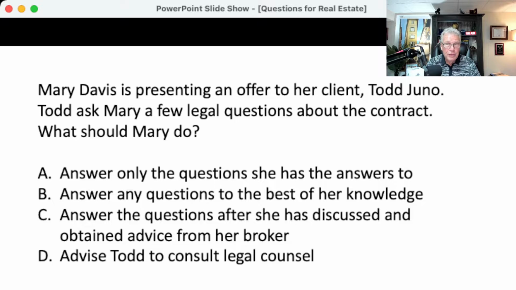Mary Davis is presenting an offer to her client Todd Juno. Todd asked Mary a few legal questions about the contract. What should Mary do in this situation? Well, we study this for the test, you will see this on the exam, and you always need to immediately look for an answer that says Mary needs to tell Todd to seek legal advice. And so the answer in this case is D, advise Todd to consult legal counsel.